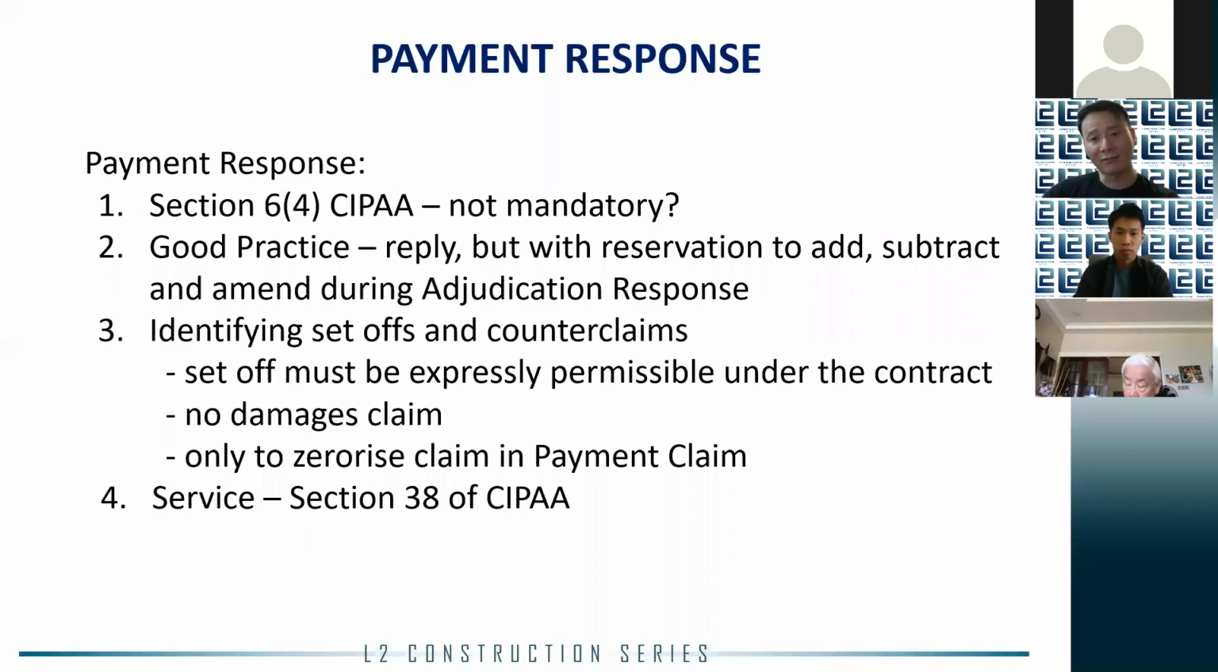Now, is that correct or is that right? Technically, if you follow the Federal Court decision, there's nothing wrong with not replying or filing a payment response, even after you have been served a payment claim. But good practice dictates that you should do that. There are a few reasons. We have learned from our mistakes in the past.